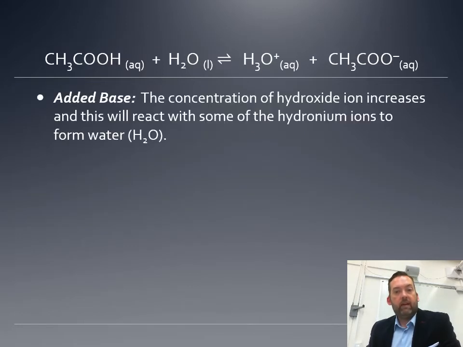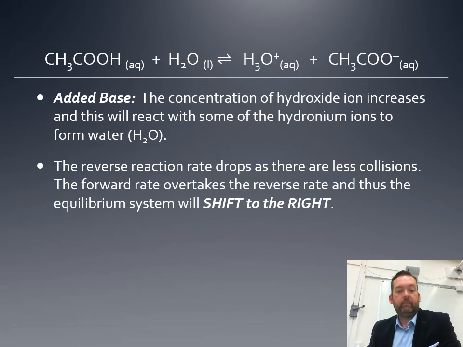What happens when you have a base? So there's our equation again. Added base. The concentration of hydroxide ion increases. Now hydroxide ions, as you can see in the equation, aren't there, but hydronium is. And when you put hydronium and hydroxide together, of course you get water. So adding the hydronium and the hydroxide together, when you add the hydroxide, makes water.